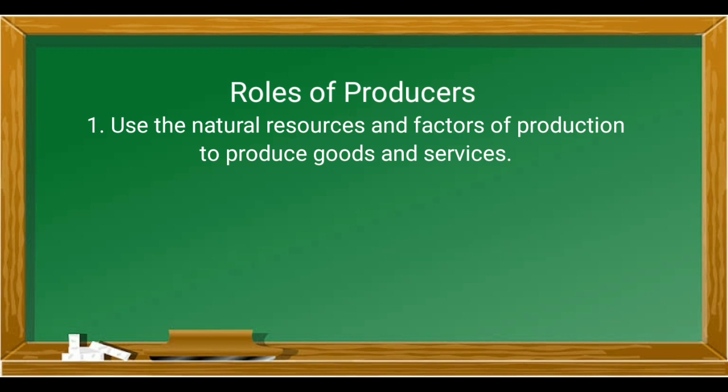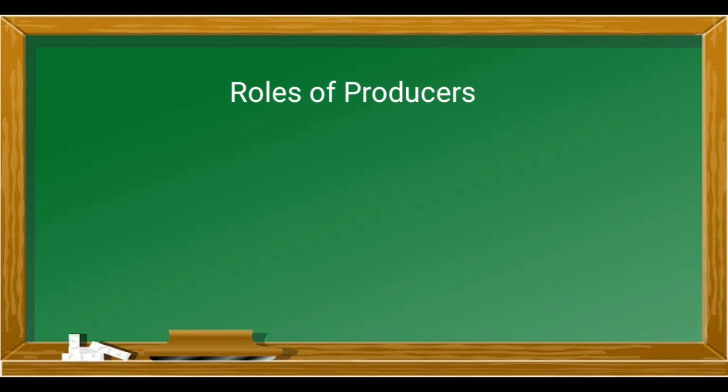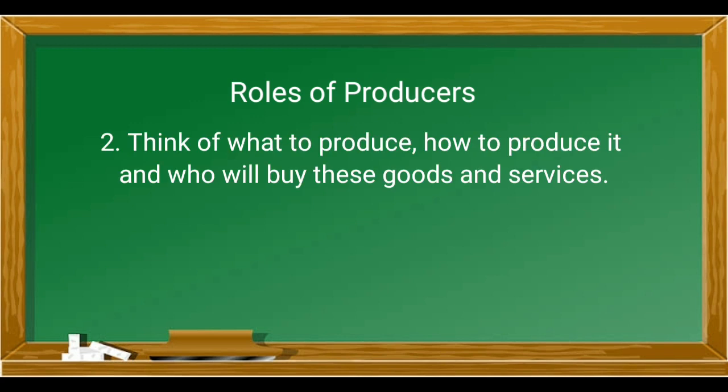So again, the first role of producers is use the natural resources and factors of production to produce goods and services. Okay, moving on. Number two is producers think of what to produce, how to produce it, and who will buy these goods and services. The second role of producers is actually to plan and think of the answers to these questions. Number one, what to produce.